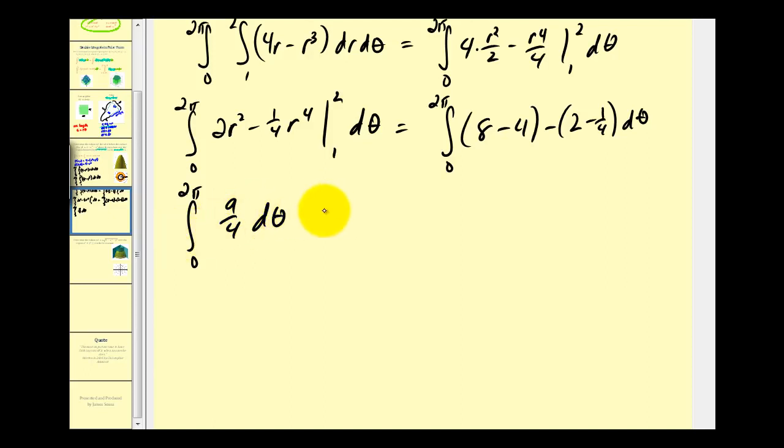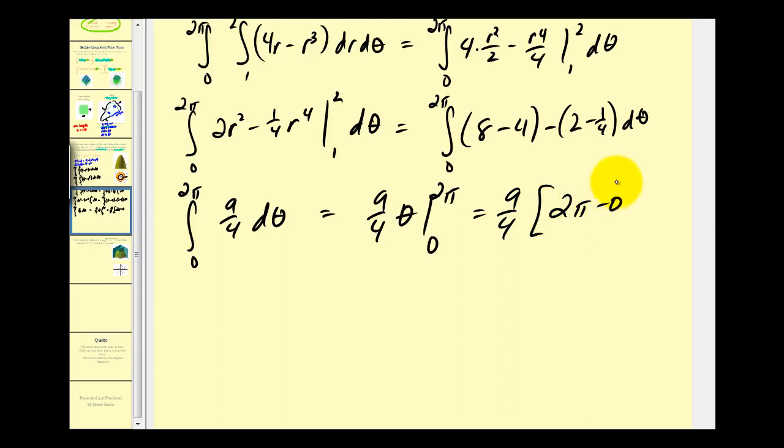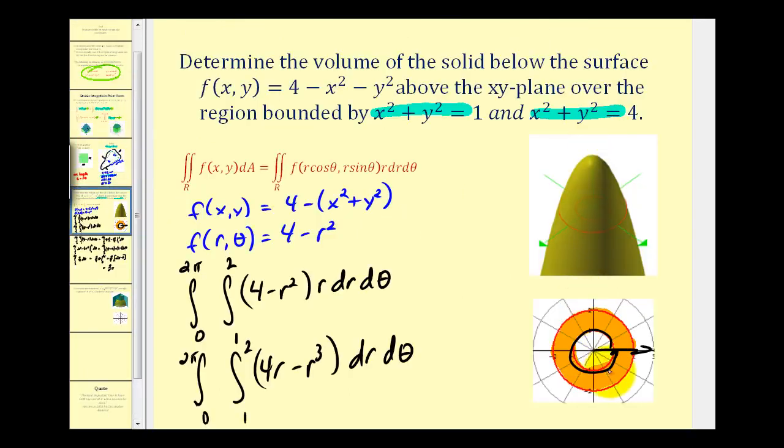Now we'll integrate with respect to theta. That's going to be 9/4 theta. So when theta is 2 pi, we'll have 2 pi and then minus 0. It's going to give us 9/2 pi. So the volume of the solid over this region in orange would be 9/2 pi. Let's take a look at one more example.